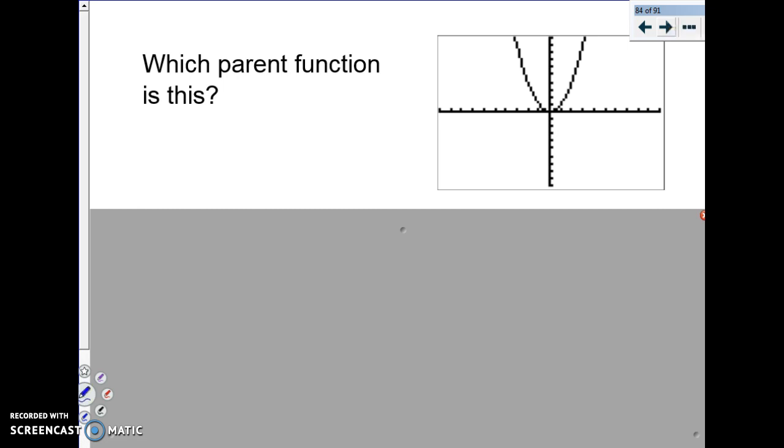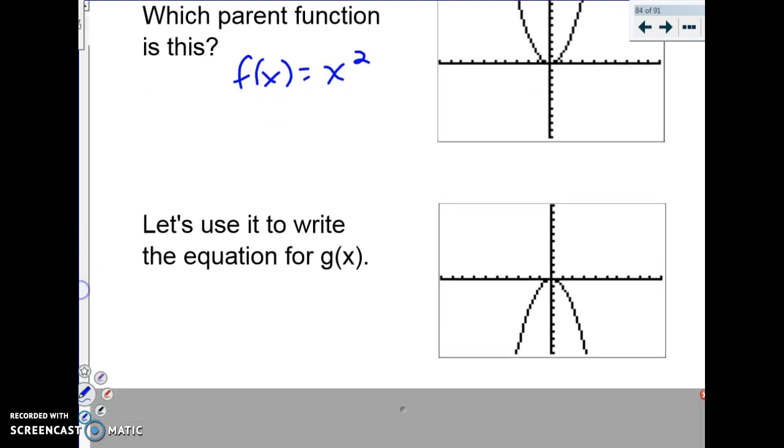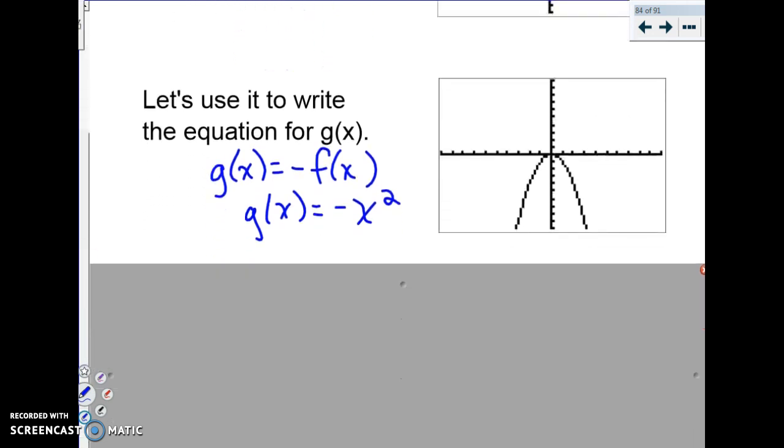Which parent function is this? It is f of x equals x squared, right? Looks like the quadratic. And what's happening with this graph? Has it been reflected sideways, up, down? What's going on? Well, it looks like all the outputs went from positive to negative. So if we can say that about the outputs, then we know that g of x is equal to the negative of f of x. Therefore, g of x is equal to negative x squared. Okay, that's my concave down parent quadratic function.